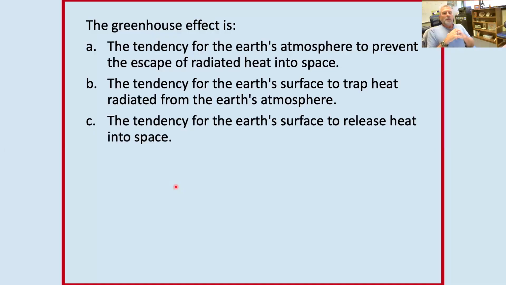Okay, so a quick question here. Greenhouse effect is the tendency for the Earth's atmosphere to prevent the escape of radiated heat into space, the tendency for the Earth's surface to trap heat radiated from the Earth's atmosphere, or the tendency of the Earth's surface to release heat into space. Well, if you guessed A, then you are correct.